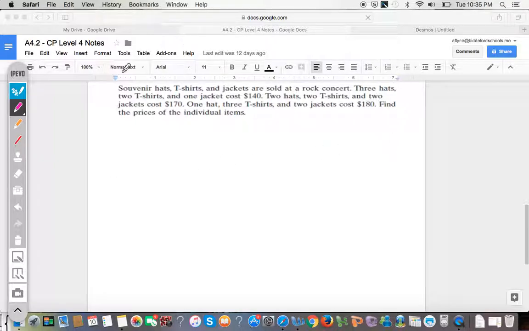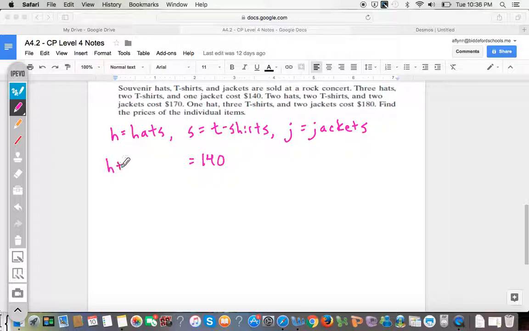So first, I'm going to break this down into more manageable parts. Let me define some variables. So I will say H equals hats, S equals t-shirts, and J equals jackets. So let me create some equations. So this up here, we have 3 hats, 2 t-shirts, and 1 jacket cost $140. So total, I'll have equals 140.